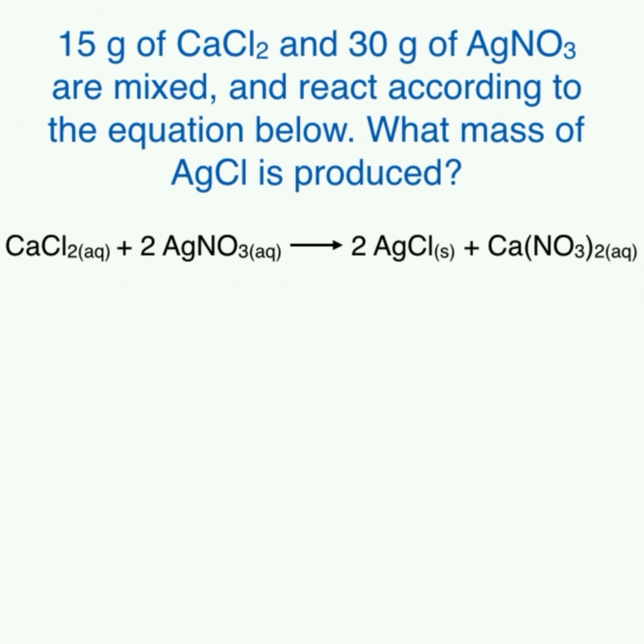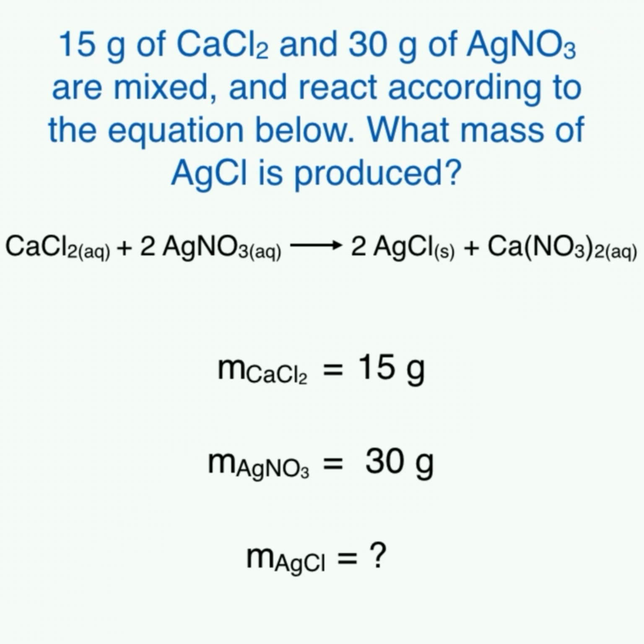Let's look at an example stoichiometric problem involving a limiting reactant. 15 grams of calcium chloride and 30 grams of silver nitrate are mixed and react according to the equation below. What mass of silver chloride is produced? Let's write down what information we can gather from the problem. The mass of calcium chloride is 15 grams, and the mass of silver nitrate is 30 grams. What we're looking for is the mass of silver chloride.